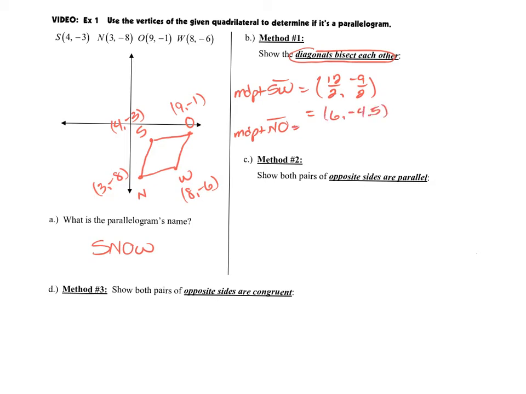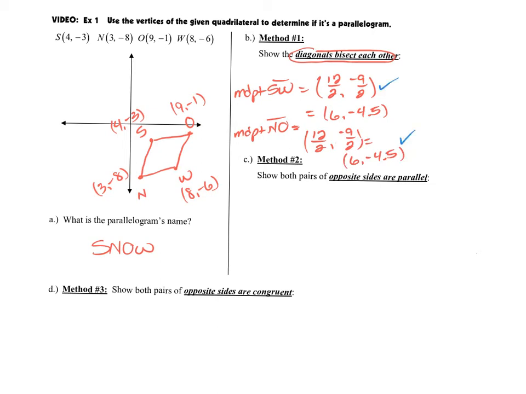Now for NO, we're going to, again, average the x's, average the y's. So 9 and 3 is 12. And -1 and -8. Oh, didn't mean to close my parenthesis there. Sorry about that. All right, and then my -1 and -8 is going to be a -9, over 2, and that's going to give me a 6, -4.5, which is what I was expecting.